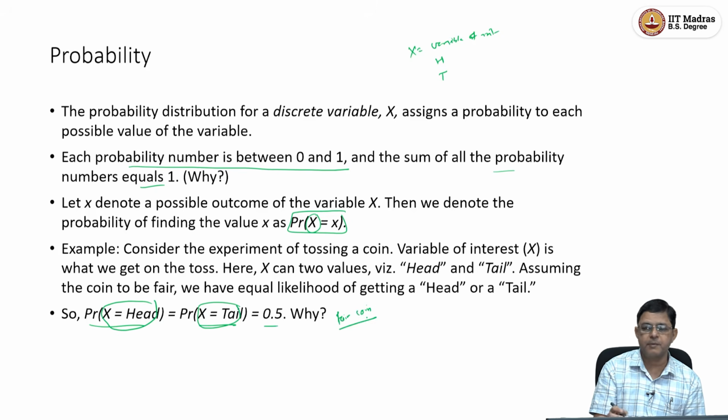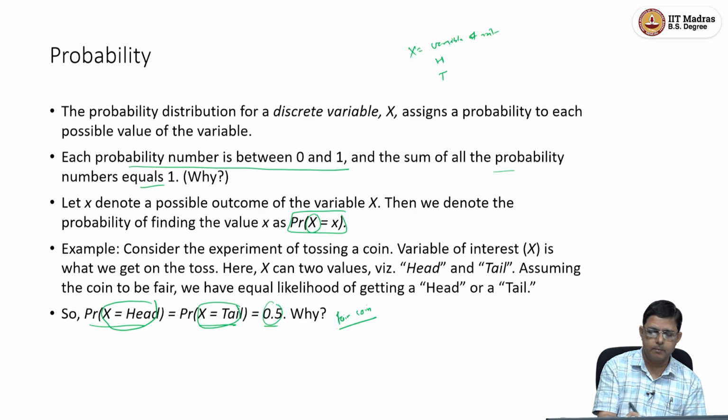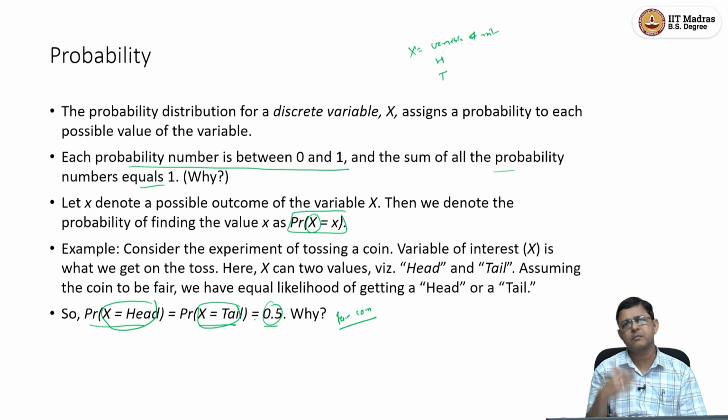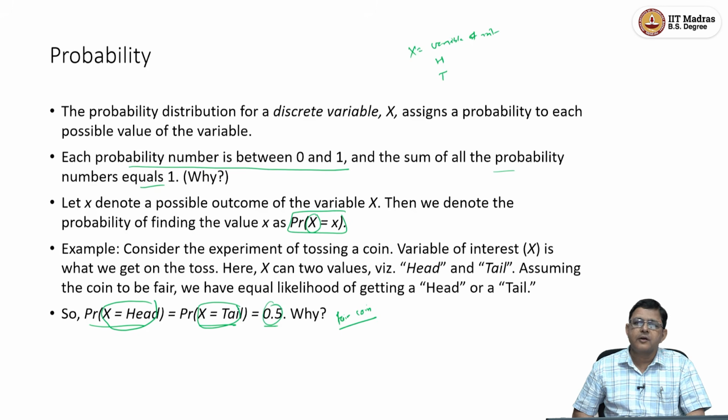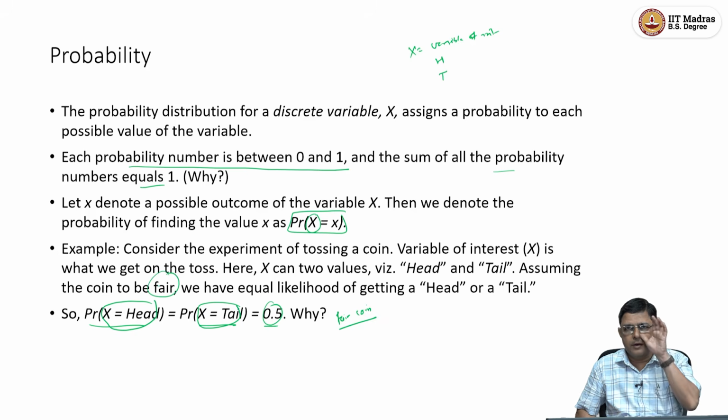Now, the coin itself may be manufactured in a biased way, and therefore these probabilities may not match. Those are weird cases. Generally, in all the statistical discussions, we assume that the coin is a fair coin, right.